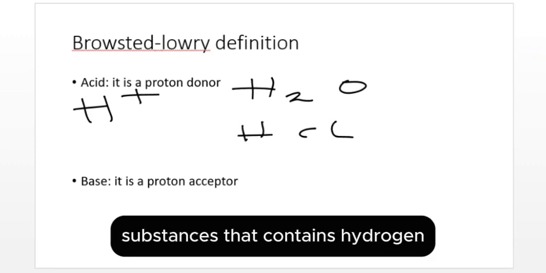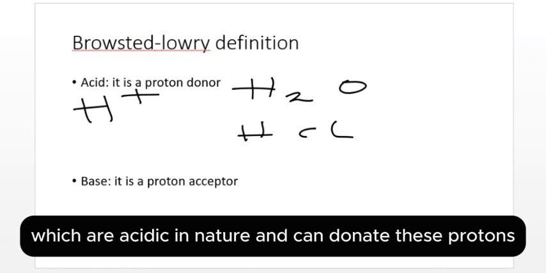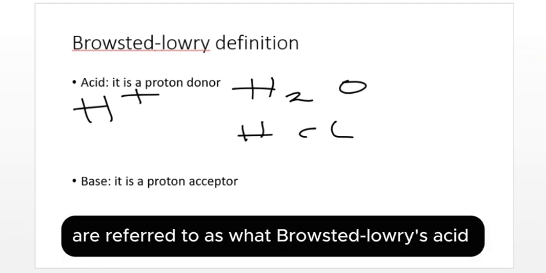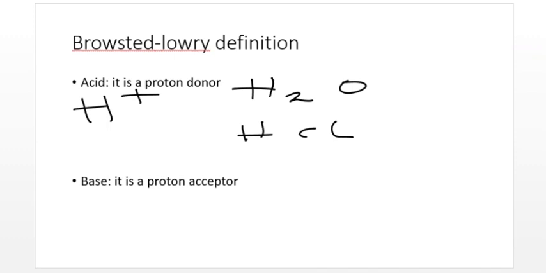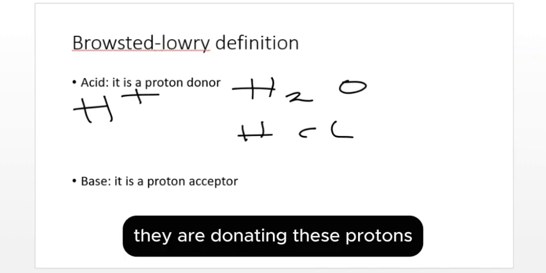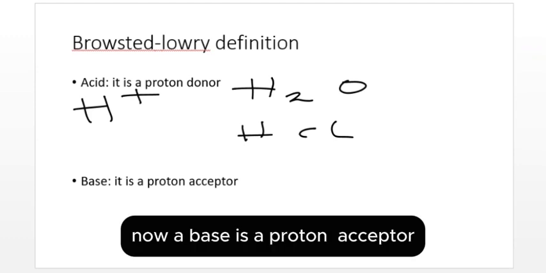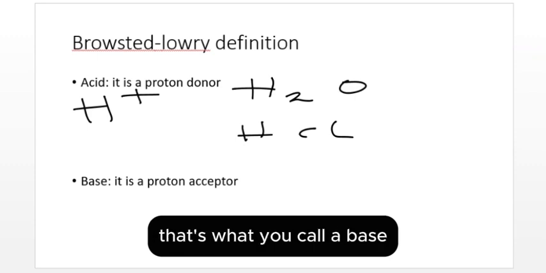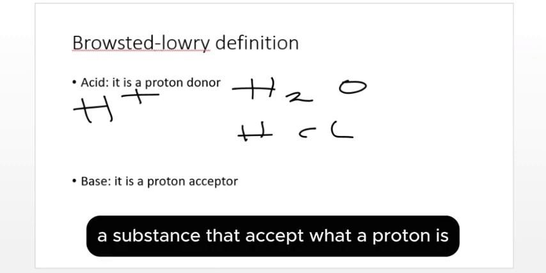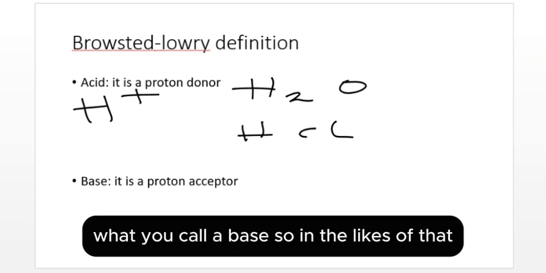All substances that contain hydrogen, are acidic in nature, and can donate these protons are referred to as Bronsted-Lowry acids. This time around, they are not dissociating in water; they are donating these protons. Now, a base is a proton acceptor. A substance that accepts a proton is what we call a base.